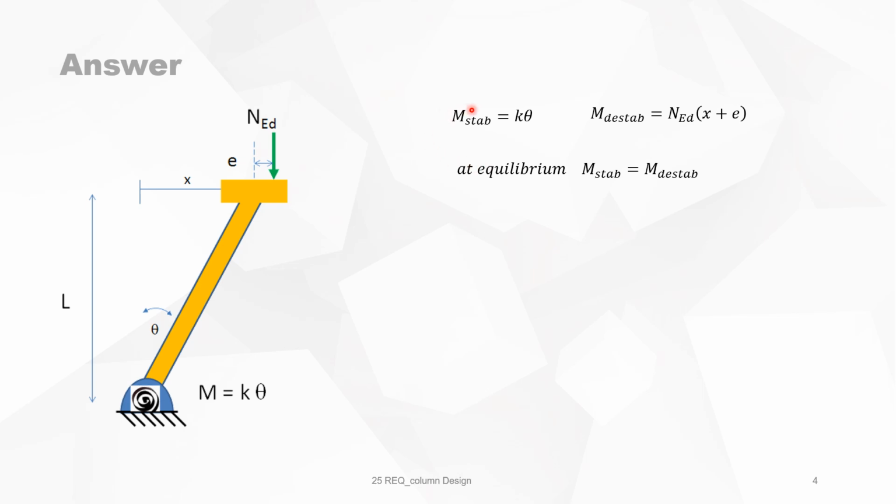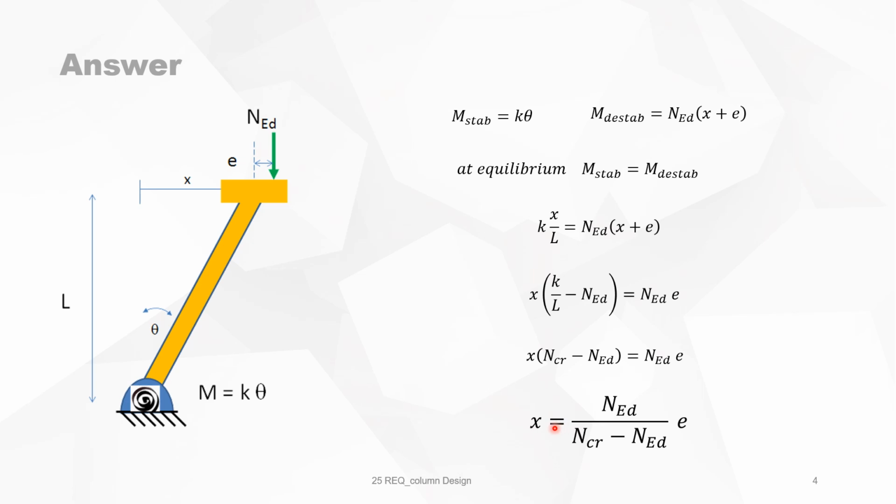At equilibrium, the stabilizing bending moment must be equal to the destabilizing bending moment, so K times theta, with theta equal to X over L, equals NED with its total eccentricity. We rearrange it for X, and K over L, we know, is equal to N critical. It is the normal force on the rod at which there is just equilibrium.